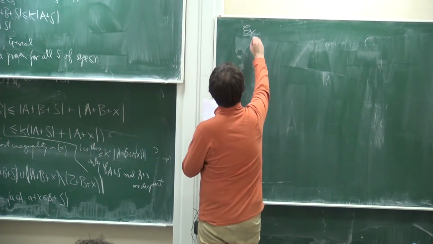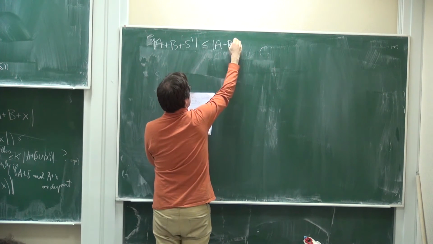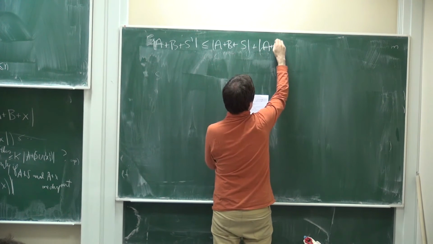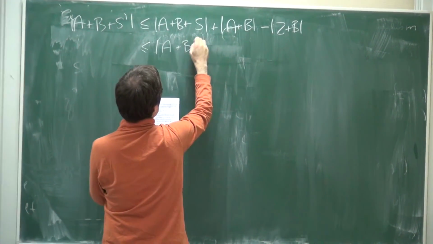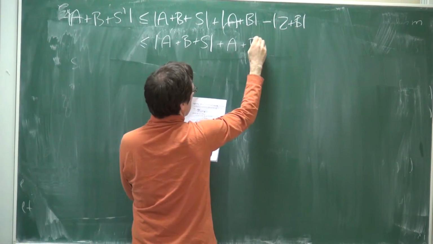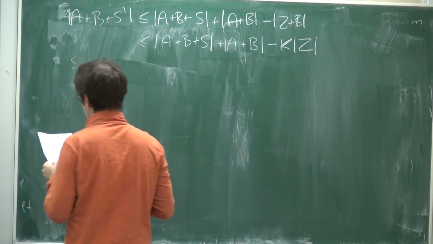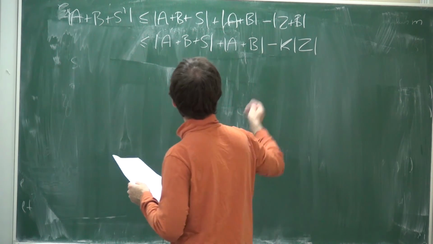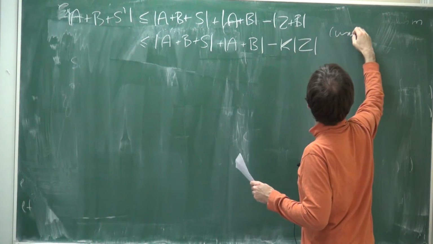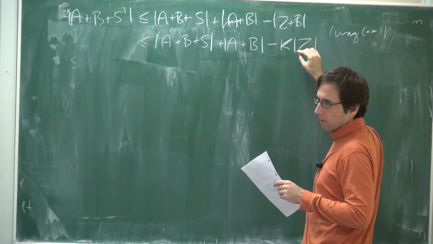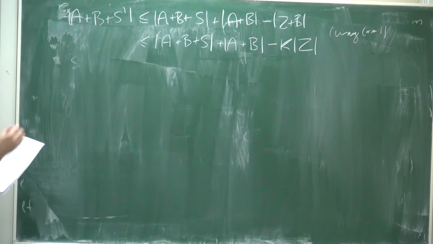So we now have A plus B plus S prime is at most A plus B plus S plus A plus B minus Z plus B, and this is at most A plus B plus S. All right, and here we're happy. So here we are using this assumption, star star, important, so as to get, you see, an inequality in the right direction. That's where it comes in useful.